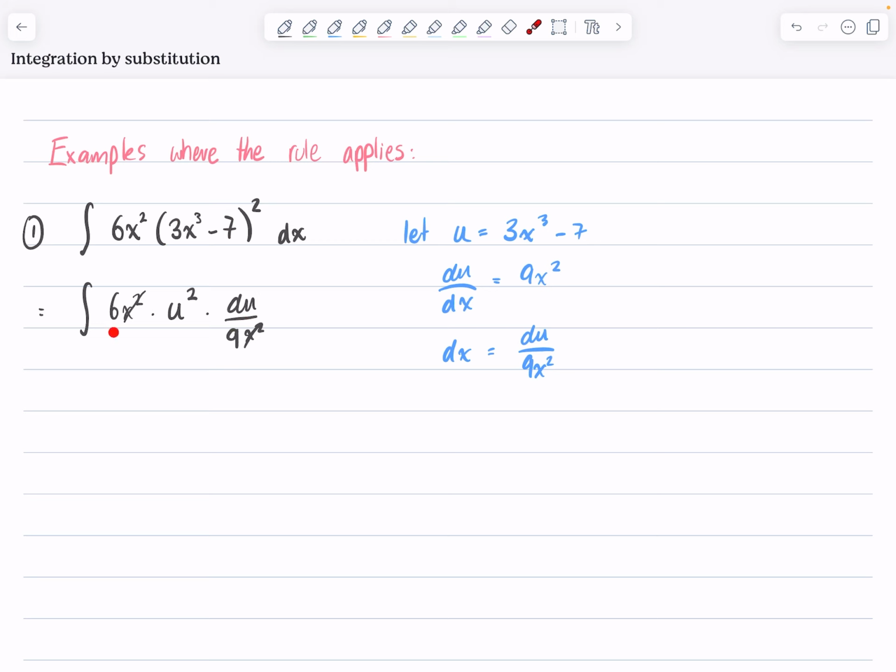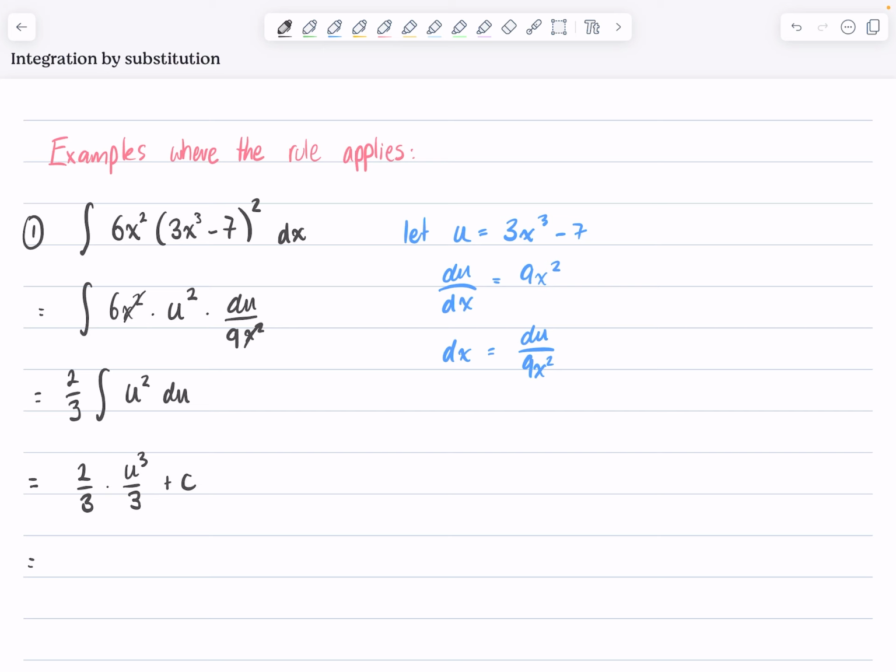So now I have 6 on 9, which I'm just going to bring right out the front as a constant. It simplifies to 2 on 3, of course. Then I've just got the integral of u squared du, and that's much nicer. When I simplify this, I get 2 on 3 times, and the integral is u cubed on 3 plus c.